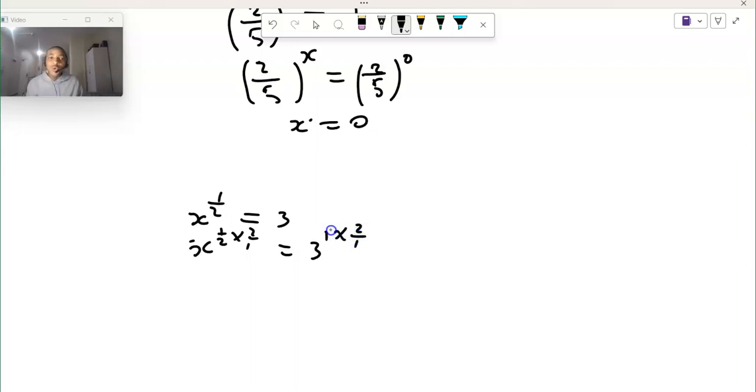So if you do something on this side, you also need to do it on the other side. So on this side we will be left with x is equal to 3 to the power 2. Then our x is equal to 9. This is our value of x based on the rational exponents, right?